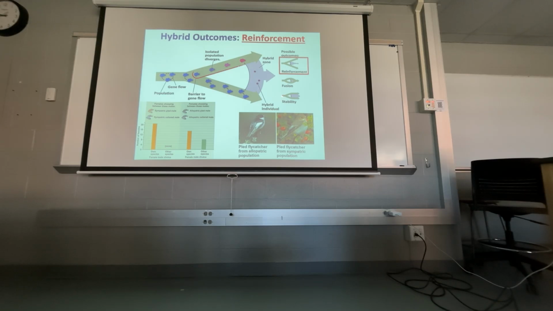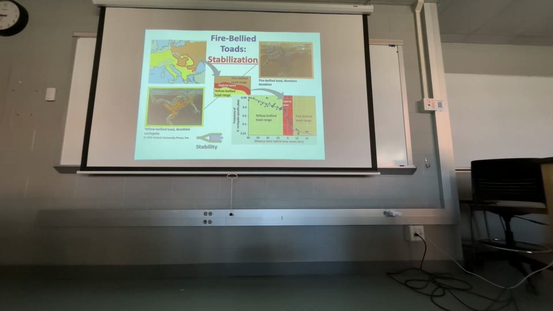The other one is called stabilizing, where hybrids arise a lot, but they never seem to be able to make it, and the parent populations are going to be separated indefinitely as long as the stabilizing environment remains. So let's look at two examples that represent fusion and a stable hybrid outcome. Stabilization happens when you get a common hybrid zone and the hybrids never make it.